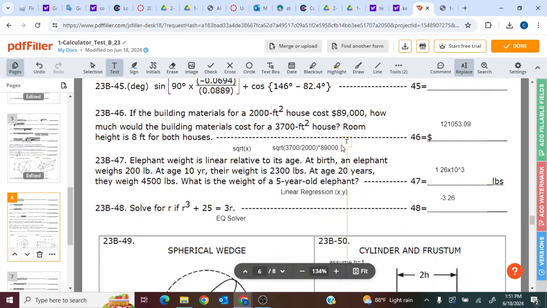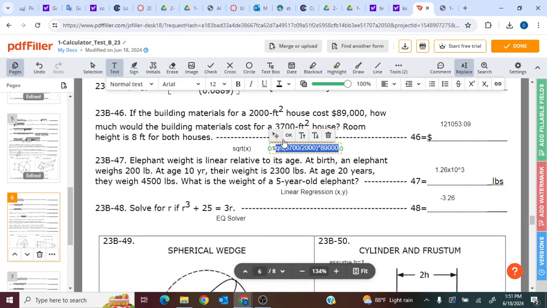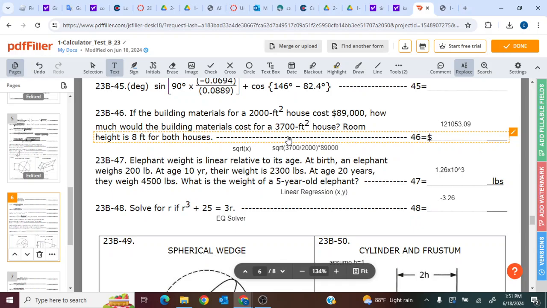Okay, 46, this is a proportion. This is a kind of factor or proportion problem. Building materials for a 200 feet squared house cost that much. How much would they need for a 3,700 square feet?